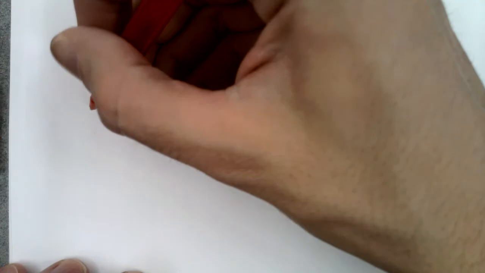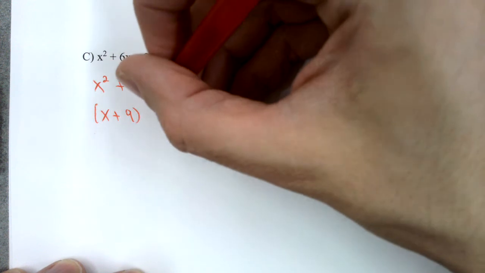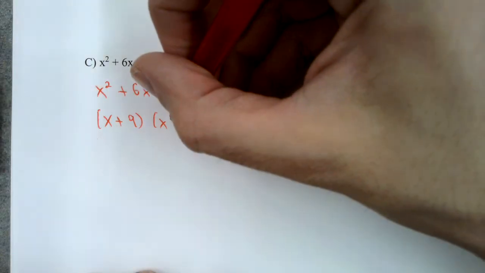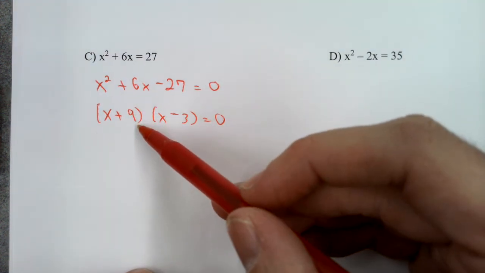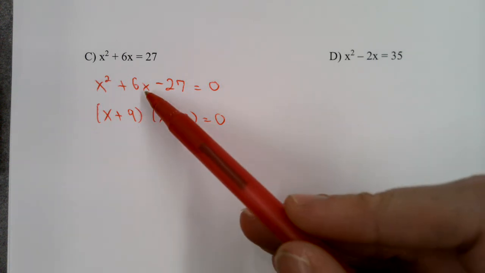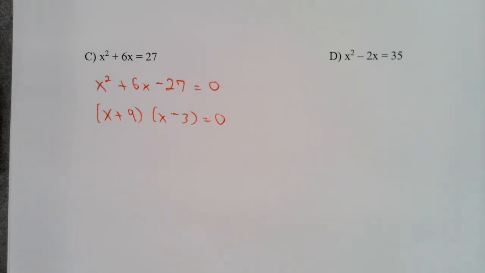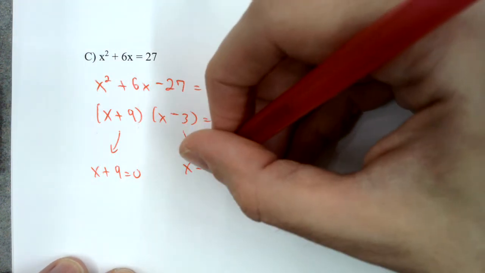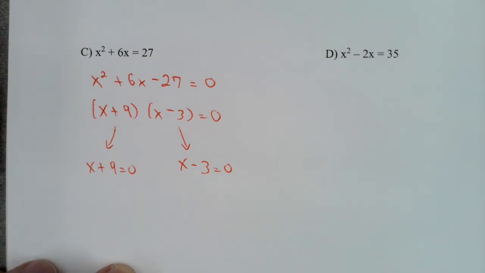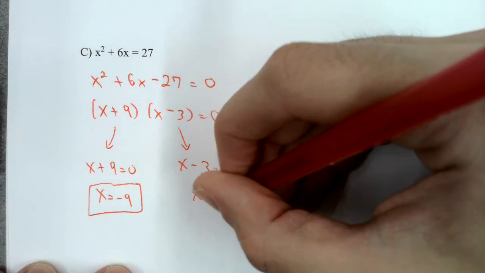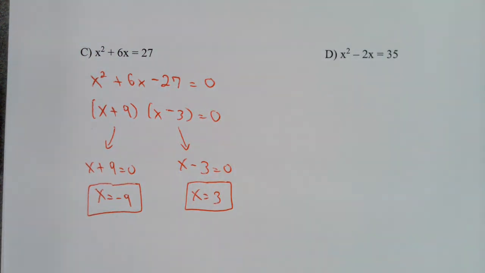Those numbers that you want are going to be x plus 9 times x minus 3. It has to be positive 9 and negative 3. If you switch these and say positive 3 and negative 9, that is not correct because that adds to negative 6. You have to add to positive 6. So now solve each of these. Either x plus 9 equals 0 or x minus 3 equals 0. So you get x equals negative 9, and you get x equals 3.